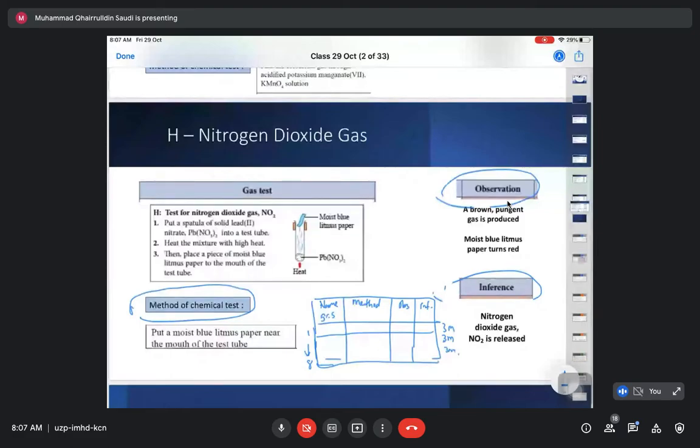Okay, why should you know? Kenapa awak kena tahu the gas produce ni apa? Because the next 2 subtopic, okay, awak akan belajar cara untuk identify salt.